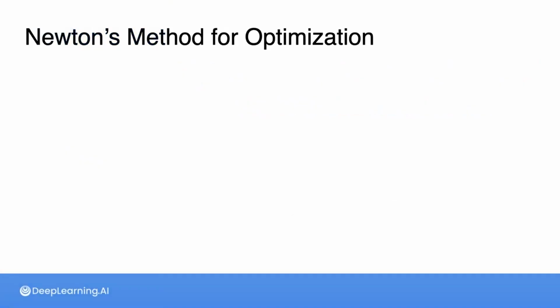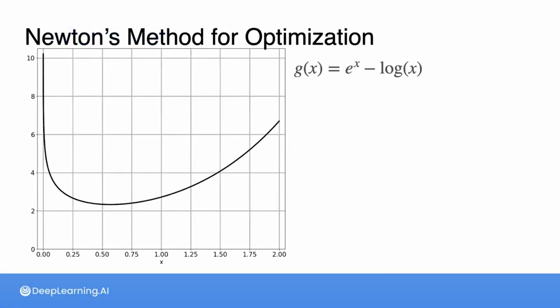So now that you know Newton's method, let's put it in action. I want to recall this function you saw in week 2 when you learned about gradient descent. The function was e to the x minus logarithm of x, and its derivative was e to the x minus 1 over x. Recall that the minimum for this function was the omega constant, 0.5671, etc. And so let's approximate this minimum.